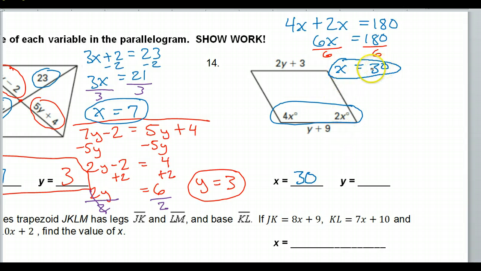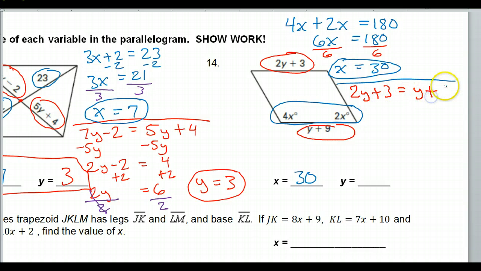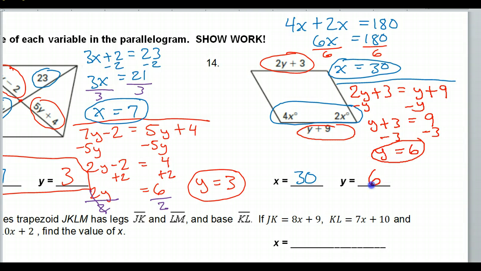Now for the y's, of course, we're just going to set these expressions equal to each other. They're just plain equal. Opposite sides are equal. So that means 2y plus 3 will equal y plus 9. Subtracting y from both sides is going to leave me with y plus 3 equals 9. Subtract 3 from both sides leaves me with y equals 6. So y is 6.